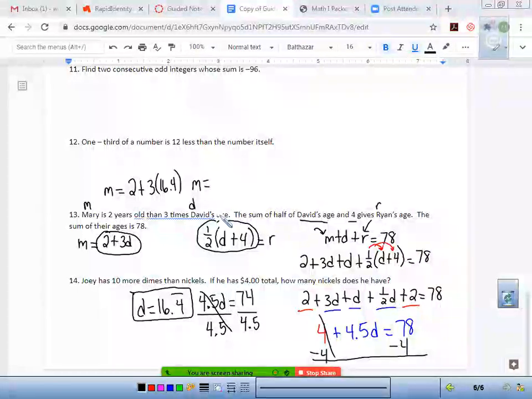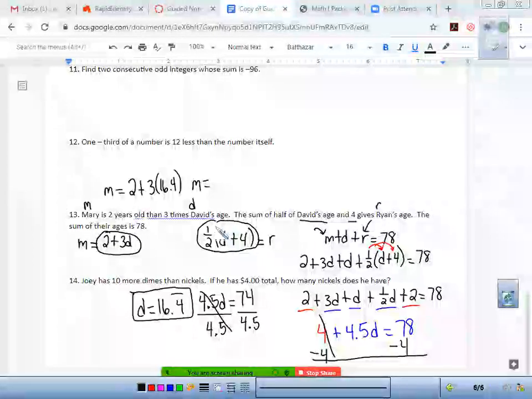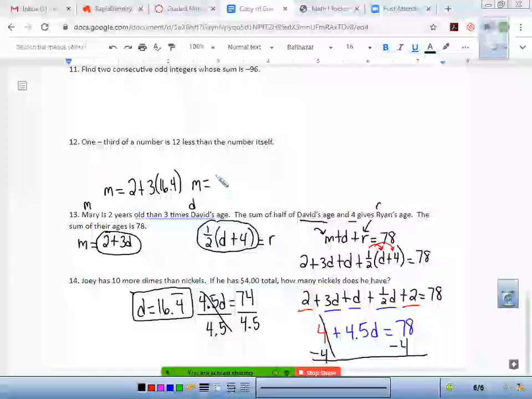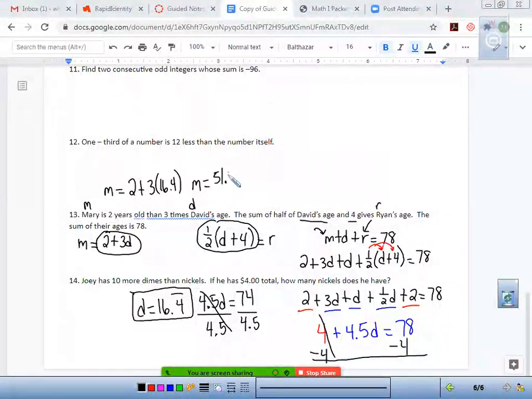Did you get it, Carson? No, okay, you're fine. Oh, you did. What you got? Say that again. 51.4 repeating, 3 repeating.